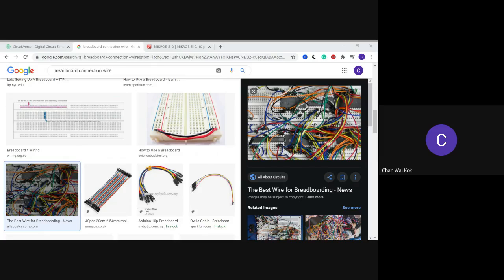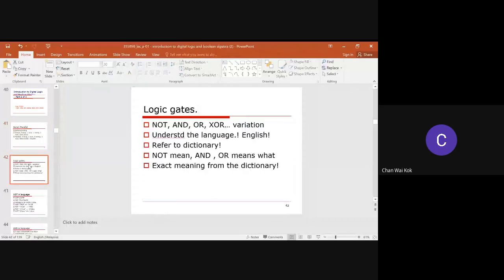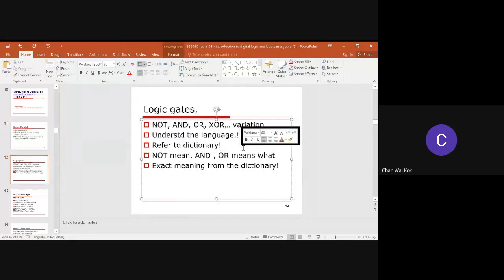Okay, no more. So stop sharing. Let's go to present the PowerPoint slide. Okay, serial parallel. Can you see the PowerPoint slide? Yes or no? Can you see the PowerPoint slide?